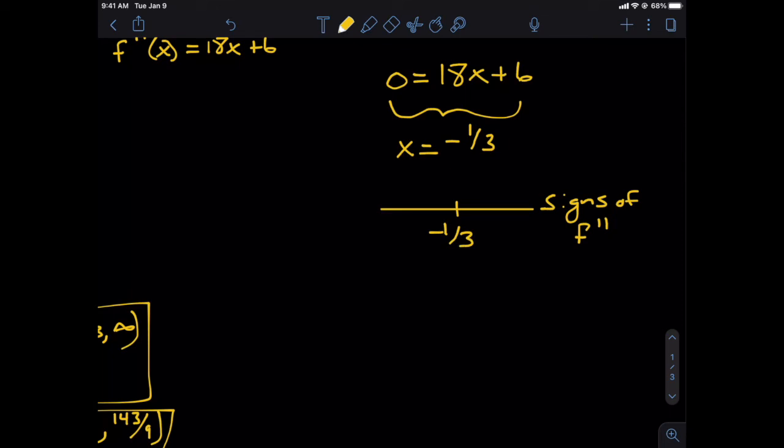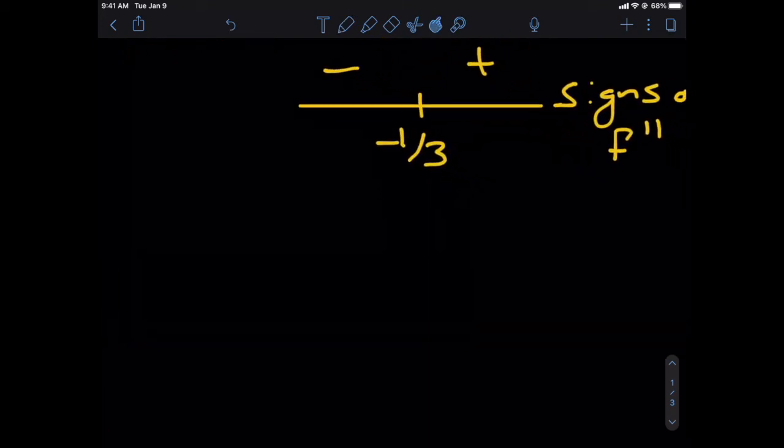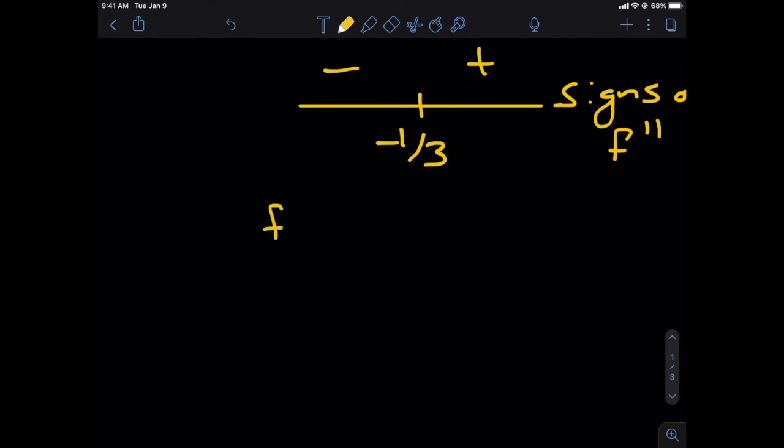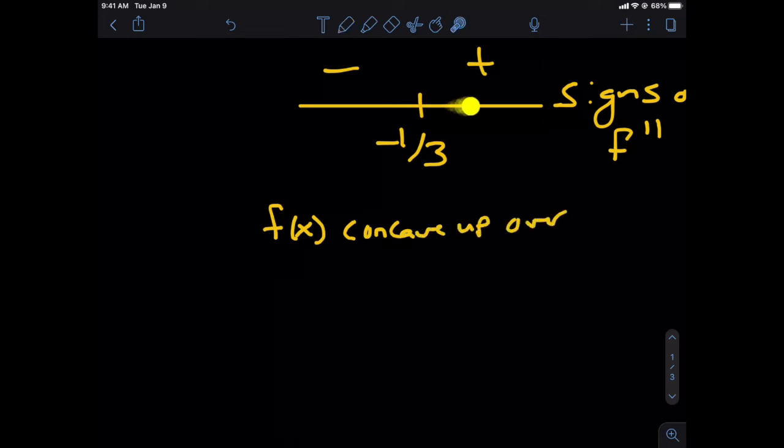Pick a point to the left and plug it into 18x plus 6. Let's say negative 2. We can clearly see that that's going to come out to a negative value, but you can check if you want. Pick a point to the right. How about 0? 0 plus 6 is positive. Okay, so what does this tell us? Well, remember, the second derivative is all about the concavity. We know that our function is concave up wherever the second derivative is positive, so from negative 1/3 to infinity.